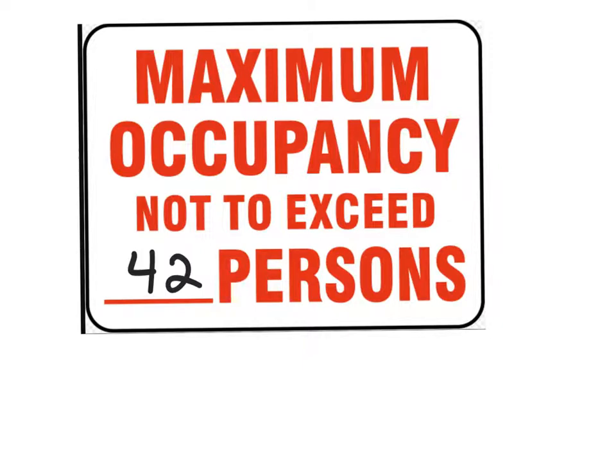So how many people could you actually have at this restaurant? You could have 42 or less. So what does that mean? P must be less than or equal to 42.